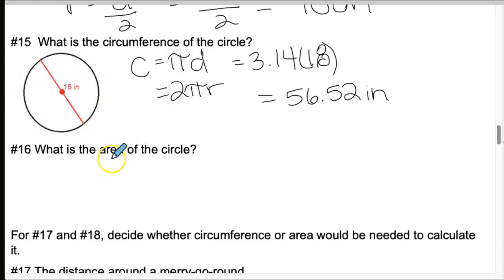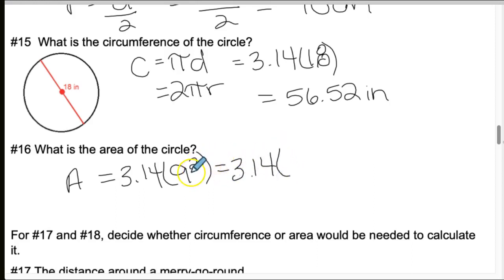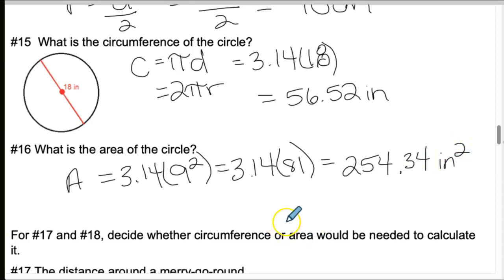What is the area of the circle? Again, area is equal to pi r squared. So instead of pi, I'm going to put 3.14. Radius. Well, if 18 is the diameter, I need to cut that in half to get radius. So 18 divided by 2 is 9, but it's pi r squared, so I need to square that. This will be the first thing I do. So 3.14 times, and then 9 times 9 is 81. 3.14 times 81 is equal to 254.34, and it is inches squared because we are talking about area.